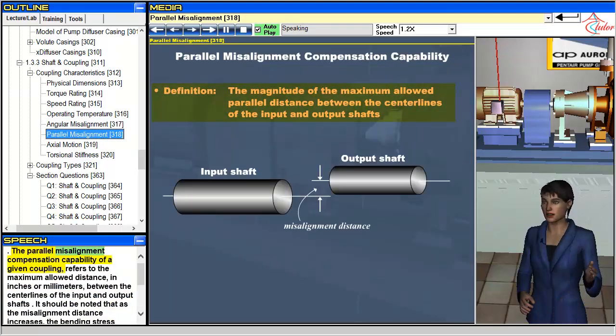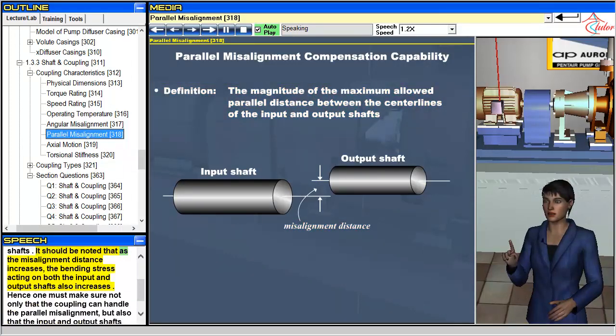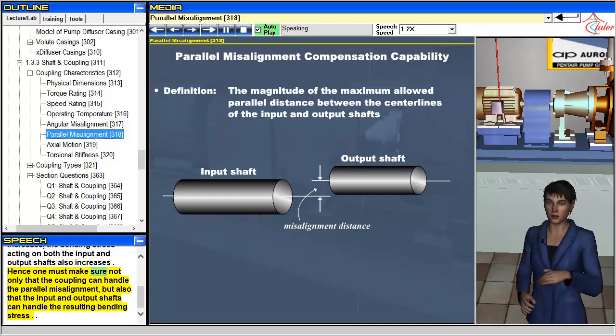The parallel misalignment compensation capability of a given coupling refers to the maximum allowed distance, in inches or millimeters, between the center lines of the input and output shafts. It should be noted that as the misalignment distance increases, the bending stress acting on both the input and output shafts also increases. Hence one must make sure not only that the coupling can handle the parallel misalignment, but also that the input and output shafts can handle the resulting bending stress.